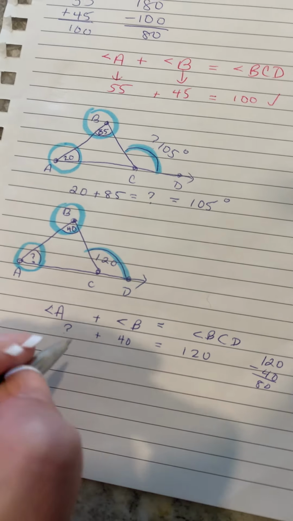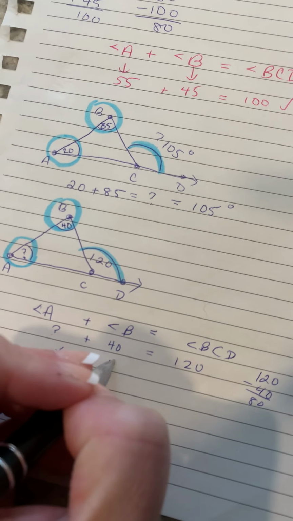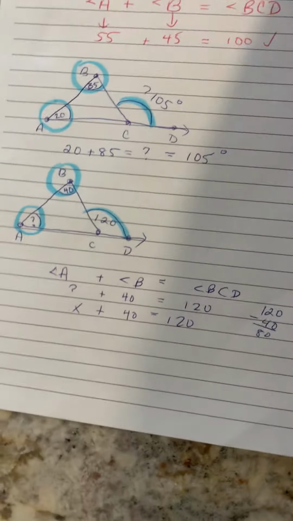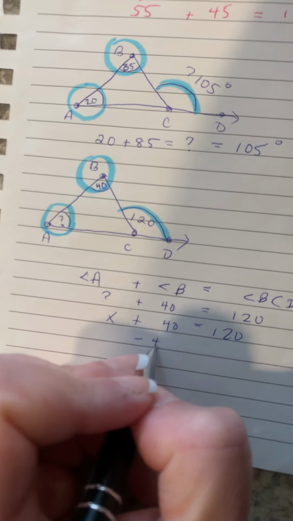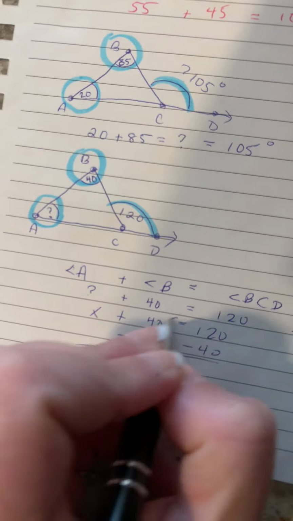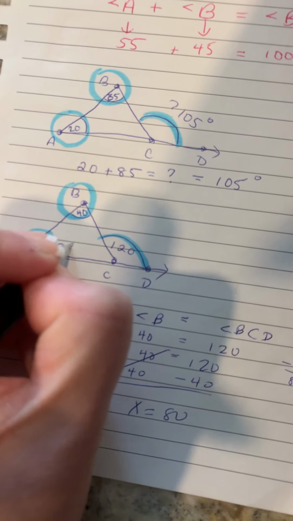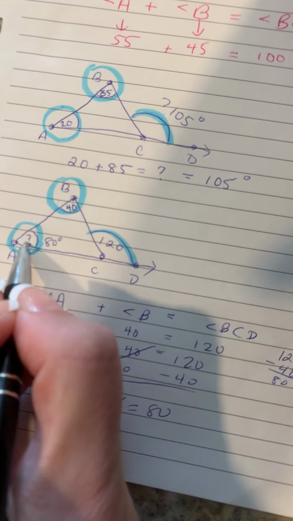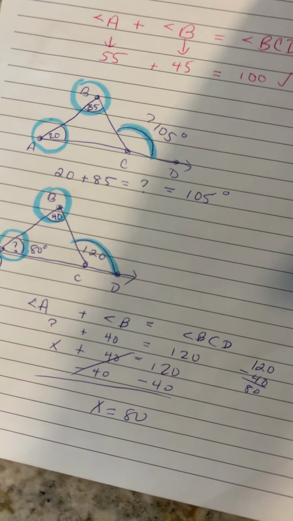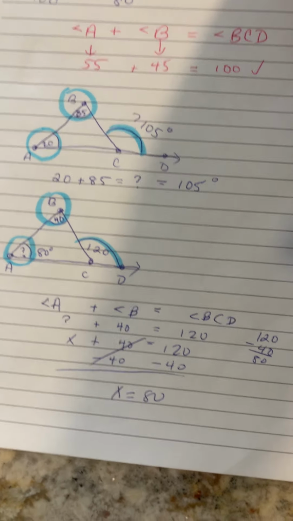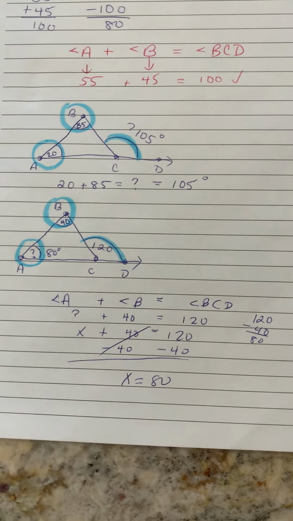Or you can think of it as a variable, x plus 40, because you don't know it, equals 120. And to solve that equation, wouldn't you subtract 40 on both sides? So you get 80 that way. Either way, this is 80 degrees because these remote interior angles are supposed to add to the exterior angle. So that's your exterior angle theorem using numerical problems.